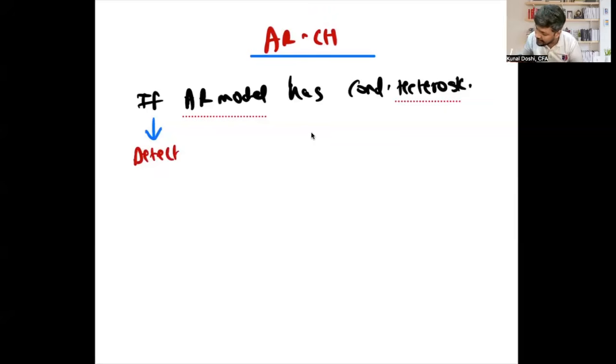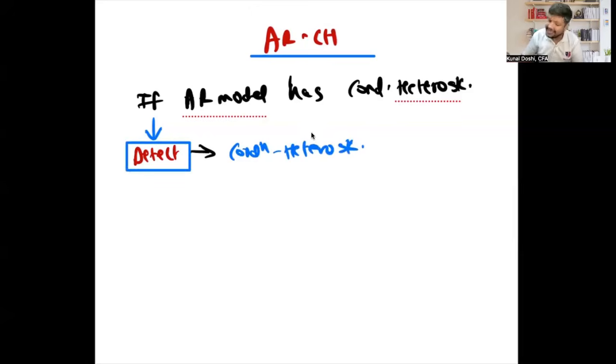So we are going to detect conditional heteroskedasticity. This is what we are going to detect in the model. And how do we detect it, everyone? That is the ARCH model. So to detect whether the model has conditional heteroskedasticity or not, we use an ARCH(1) model.